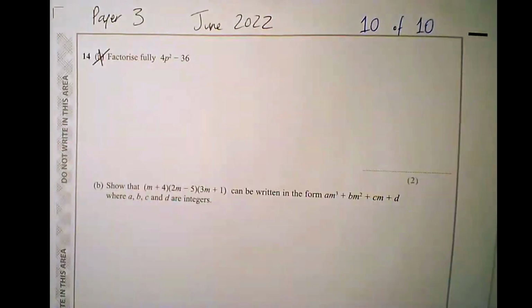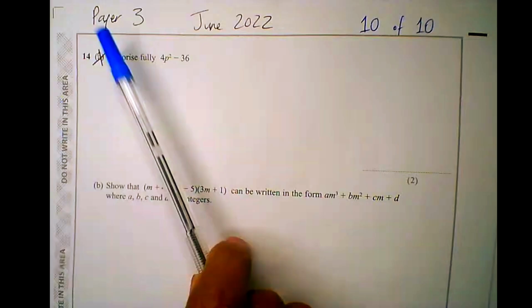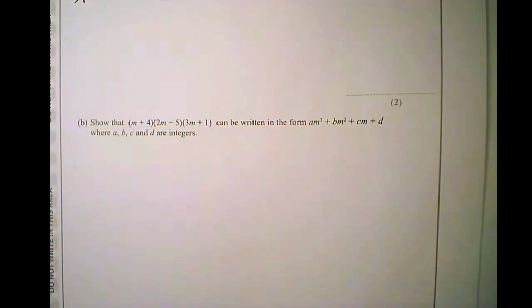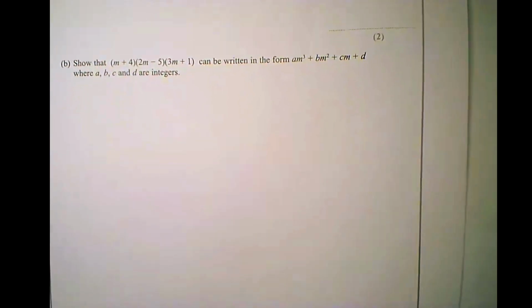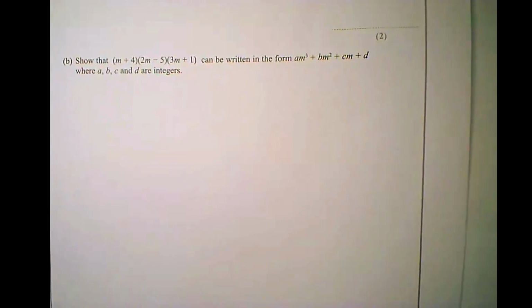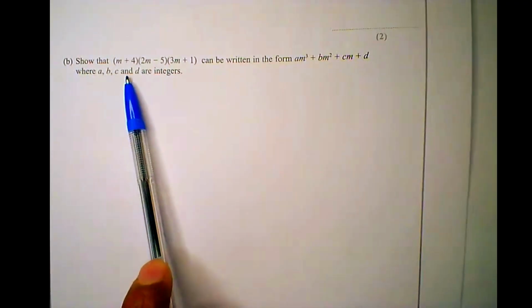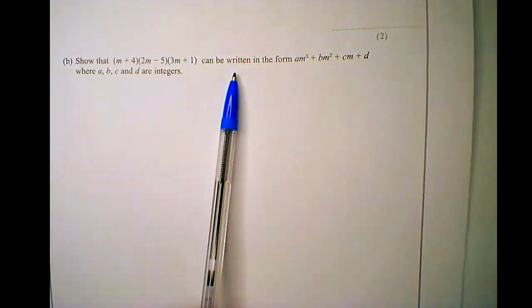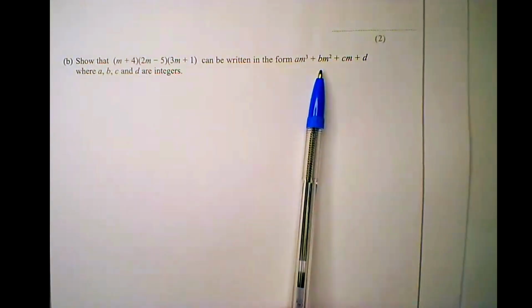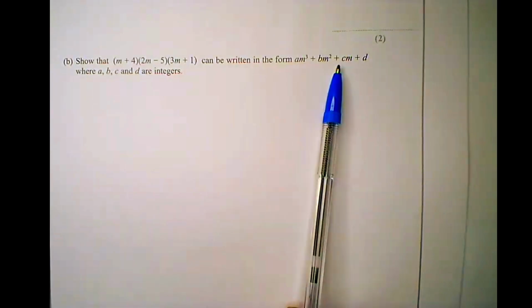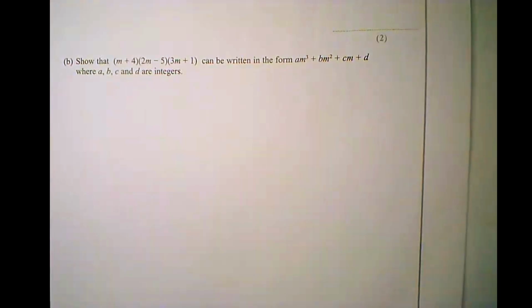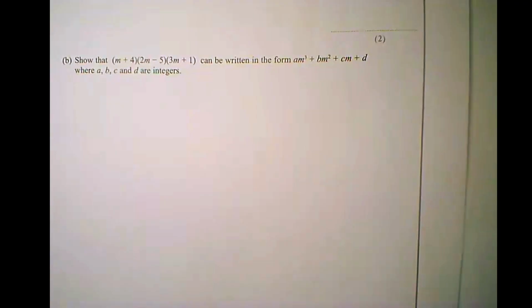And let's go to the last question of today. And this is from paper 3, June 2022. We're going to ignore part A because that's not relevant. This is relevant. So part B, show that m plus 4 times 2m take away 5 times 3m plus 1 can be written in the form 6m cubed plus bm squared plus cm plus d, where a, b, c, and d are integers. So you can see it's the same format.